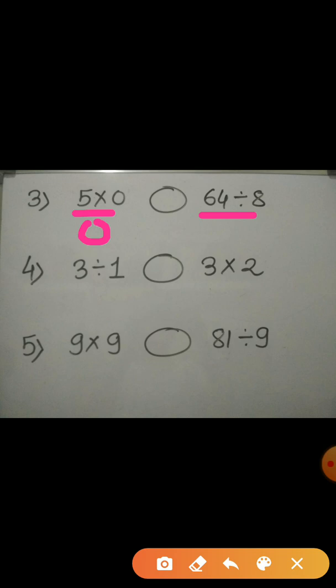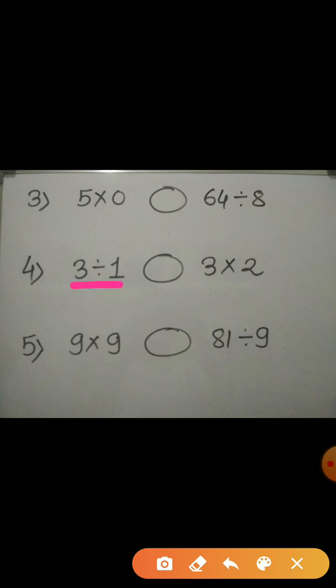On the right hand side we are given 64 divided by 8. What will you get when you divide 64 by 8? Say the table of 8 till you get 64. 8 8s are 64, right? Now which one is bigger in 0 and 8? 8 is bigger and 0 is smaller. It means the left hand side is less than the right hand side because the right hand side is the bigger one.